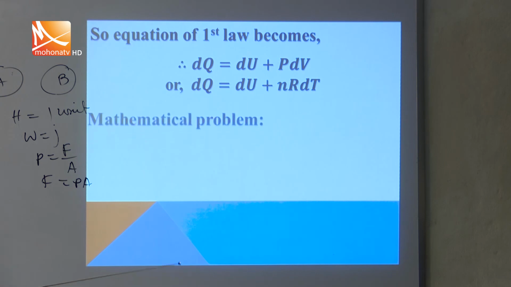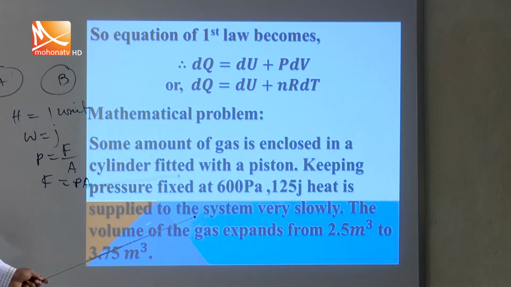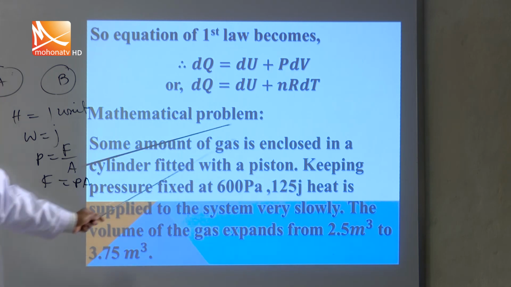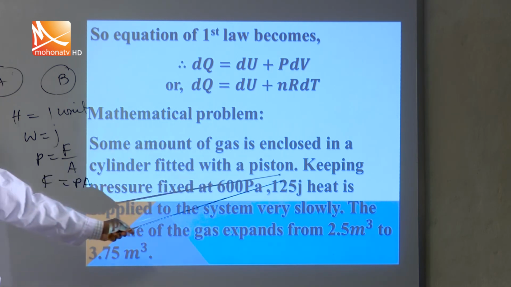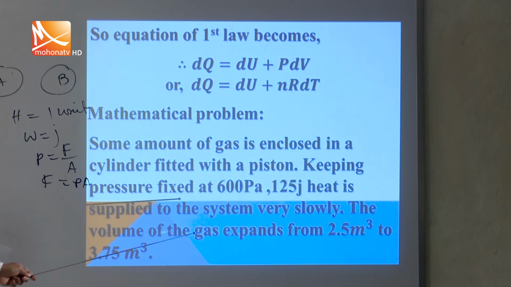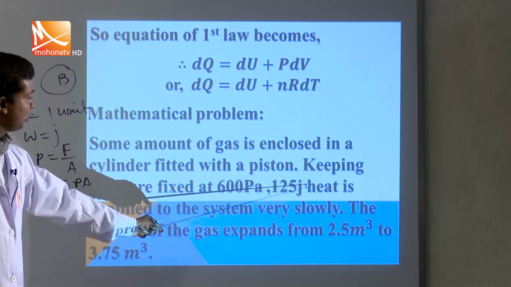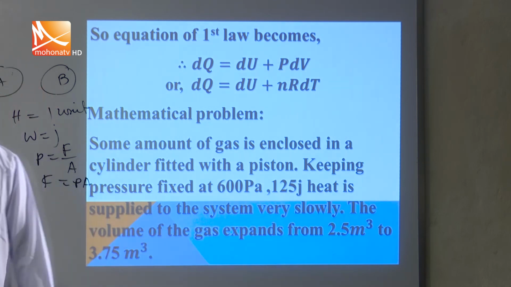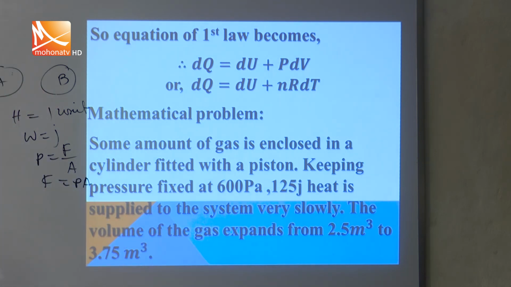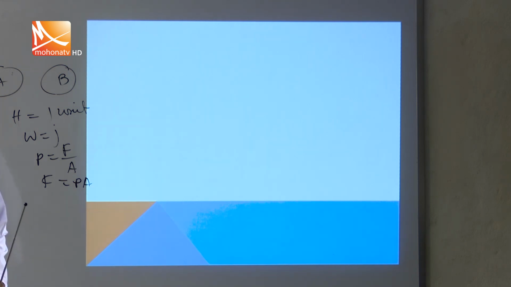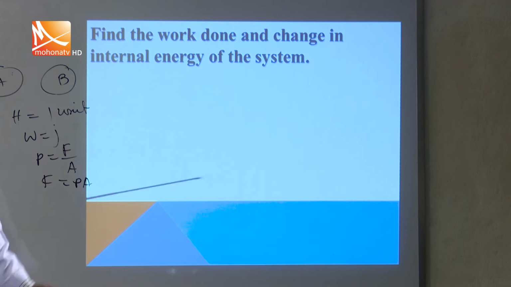Now let us do some mathematical problems. This is a mathematical problem for you. In this case, there is a constant pressure. Some amount of gas is enclosed in a cylinder fitted with a piston, keeping the pressure fixed at 600 Pascal, and 125 joule of heat is supplied to the system, for which the volume of the gas changes from 2.5 to 3.75 meter cube. That means at constant pressure you have supplied some amount of heat where the change of volume takes place, and now you have to calculate the work done and the change of internal energy.